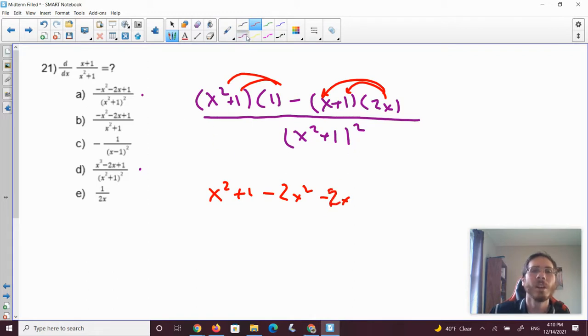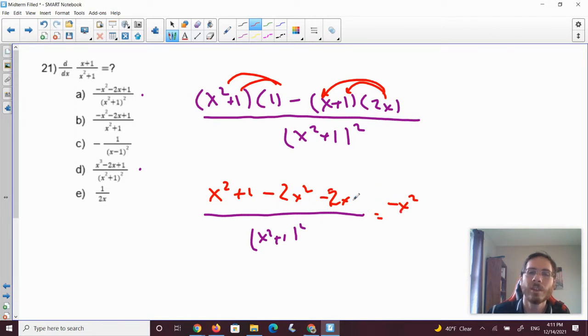Again, the denominator is still x squared plus 1 quantity squared. But when we try to simplify, the only thing we can simplify is negative 2x squared minus x squared, which is negative x squared. In standard form, minus 2x would come next, and then we get plus 1, over x squared plus 1 quantity squared.